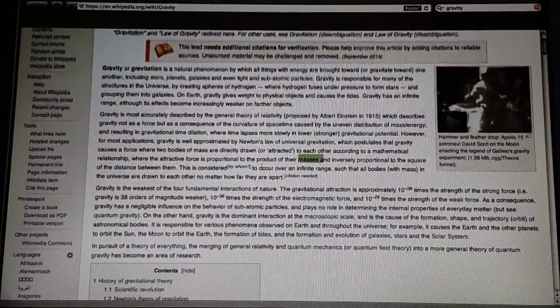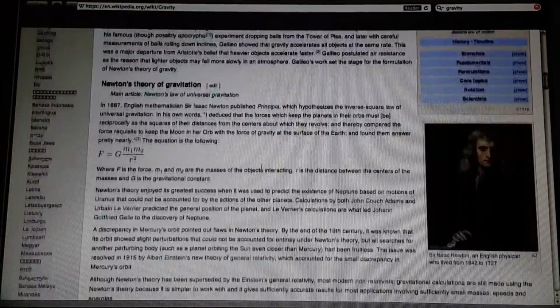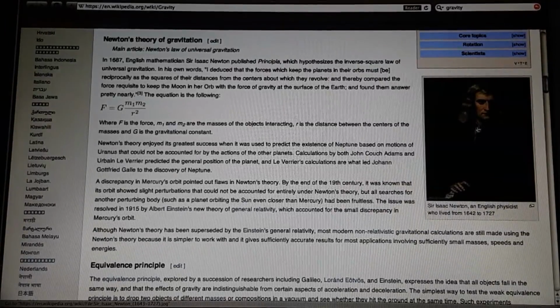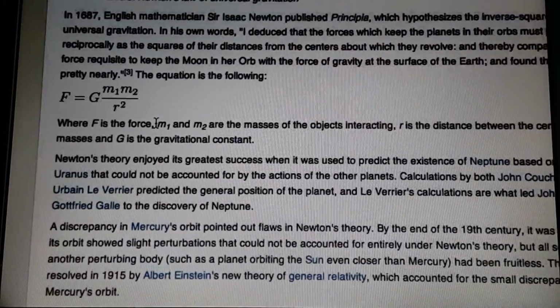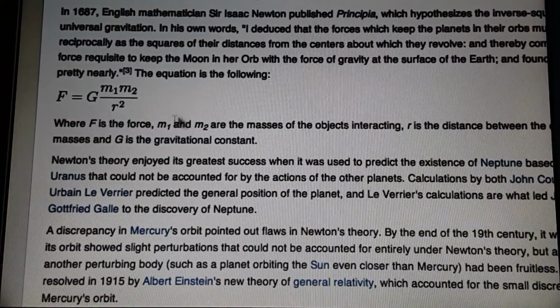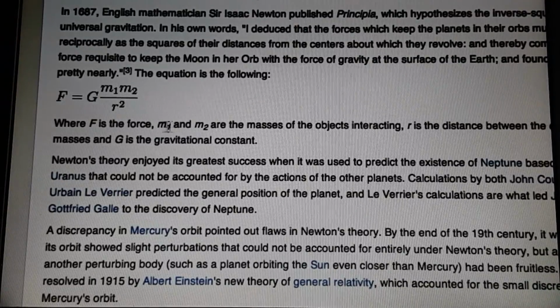Now let's zoom out and scroll down to Newton's theory of gravitation. Alright, and here's the liar himself. I could go into this, but let's just look at the formula here. The force of gravity equals the mass. F is the force, M1 and M2 are the masses of the objects interacting. R is the distance between the centers of the masses, and G is the gravitational constant, right? So let's focus in on this right here, where F is the force. That's the alleged force. M1 and M2 are the masses of the objects interacting.